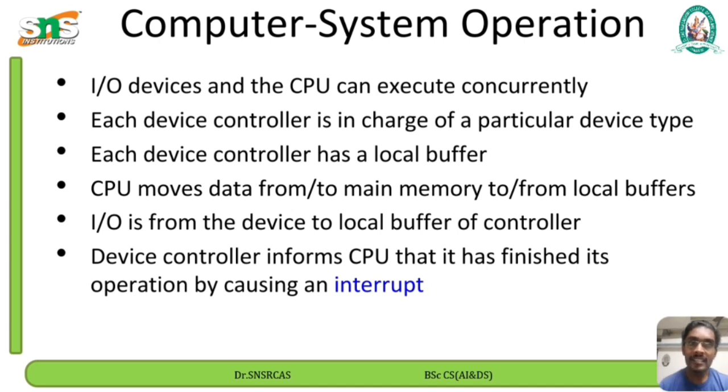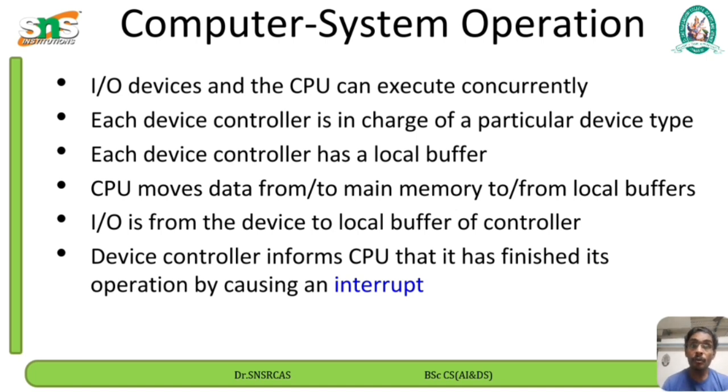And there is a certain list of computer system operations that basically happen inside the operating system. Input output devices and the central processing unit can execute concurrently. Each device has its own controller, which is in charge of a particular device type, and is the main authority for controlling each and every device type.